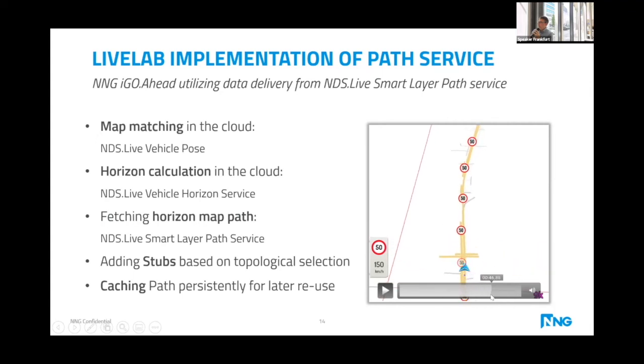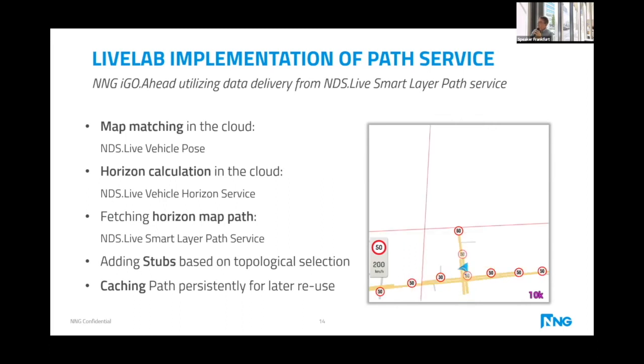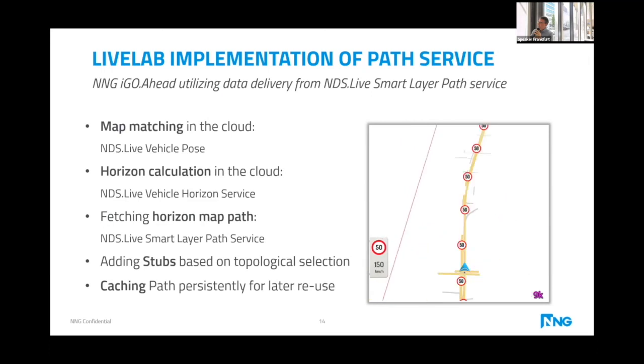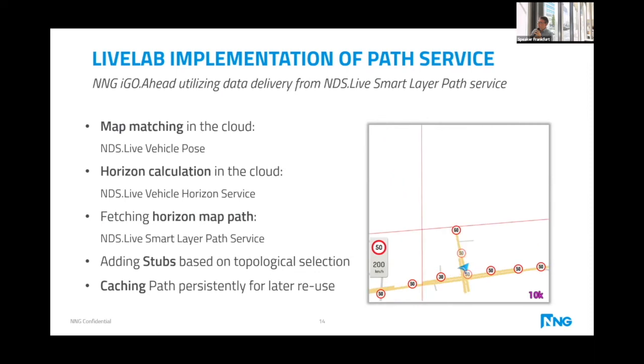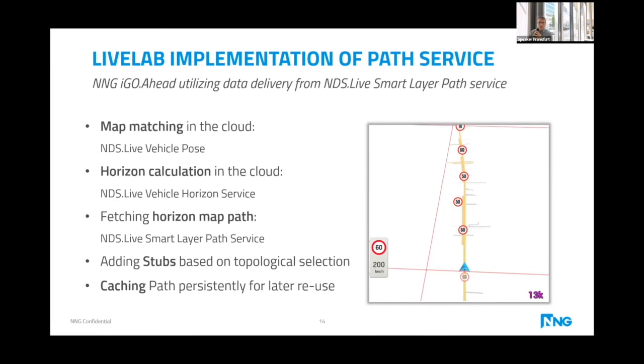The third option is what happens if we deviate from the path. For that, we use these stubs. Without stubs, we need to request a new vehicle pose, a new map match. It takes time. So it might happen that for certain seconds, we won't have any speed limit. But with the stubs, we can provide seamless ISA data. So if we deviate from the path and enter the stubs, another request is sent to the cloud saying that we need a new path based on the stubs. I will use this concept to show the LiveLab implementation.